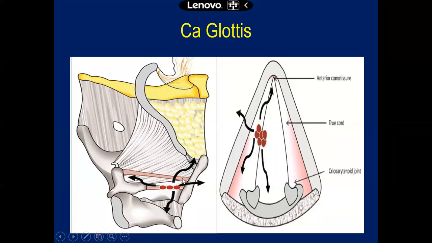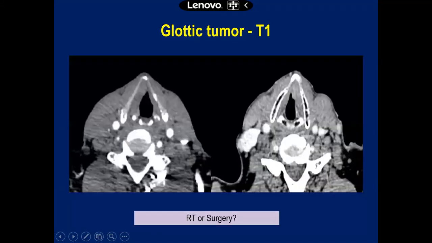And it can spread down. This is the false cord, this is the true cord. It can pierce and spread. It can have subglottic extension. It can pierce the cricothyroid membrane. It can have an extralaryngeal spread. And superiorly, it can extend into the supraglottic larynx. It can extend into the pre-epiglottic space. We will take a few examples.